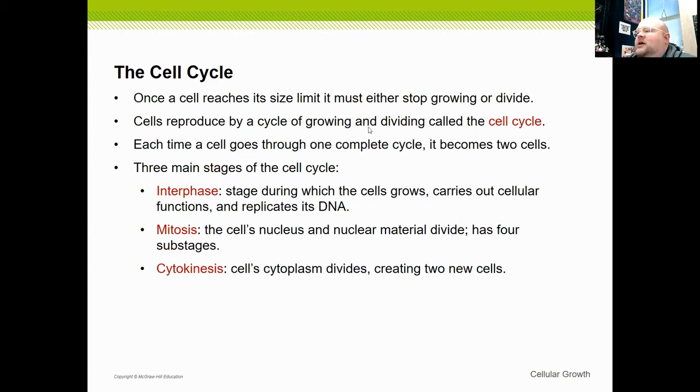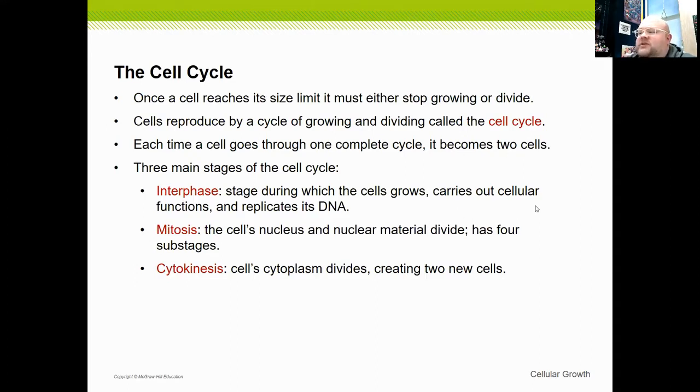Cells reproduce by a cycle of growing and dividing, and we call that the cell cycle. Again, they're constantly growing and dividing over and over and over. Each time a cell goes through one complete cycle, it becomes two cells. So in this cell cycle, there are three stages. We have interphase, mitosis, and cytokinesis.